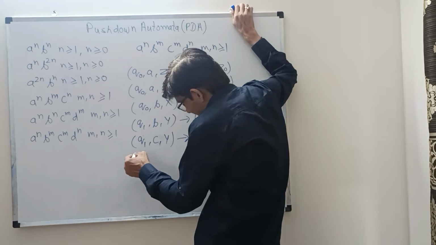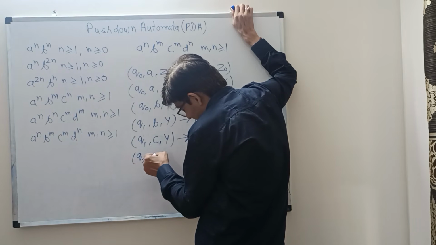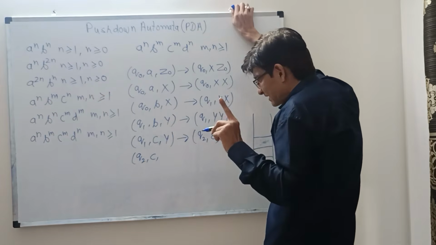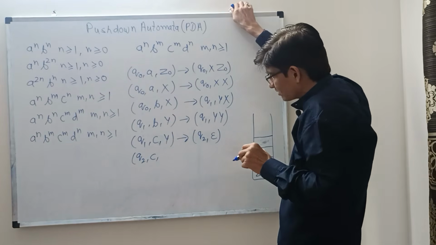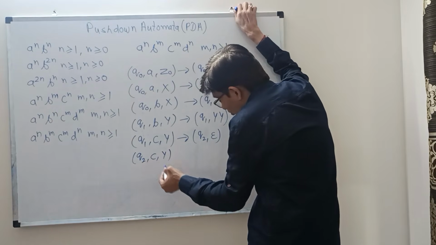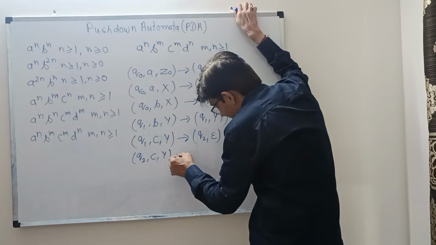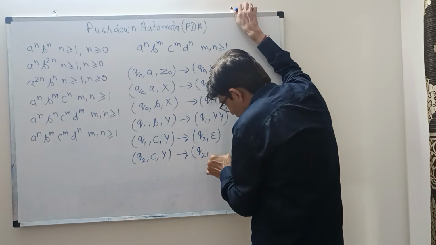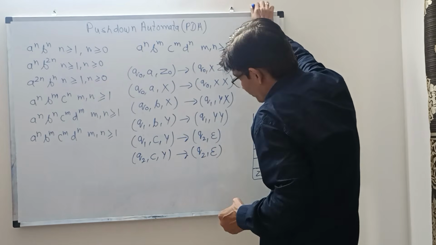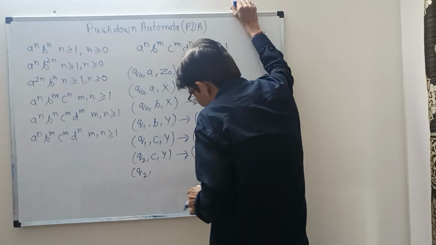So in Q2, I can have another C. If more than one C is there, then you can have another C on Q2. So when you are on Q2 and reading C, the stack top must be Y for validation. So I can stay in Q2 and pop one Y again. So you can read any number of C's with this rule.